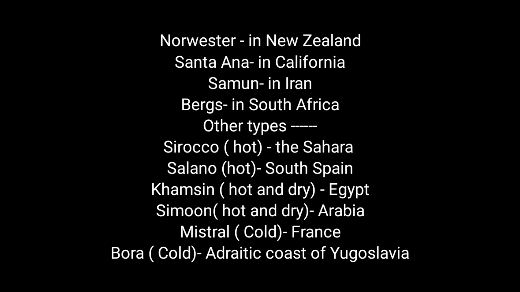Solano is also a hot dry wind in southern Spain. Khamsin is hot and dry in Egypt. Simoon is a hot and dry wind in Arabia. Mistral is a cold wind in France. Bora is a cold wind along the Adriatic coast of Yugoslavia. These are some of the examples of this.